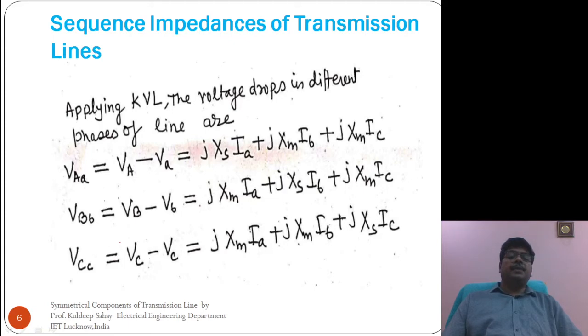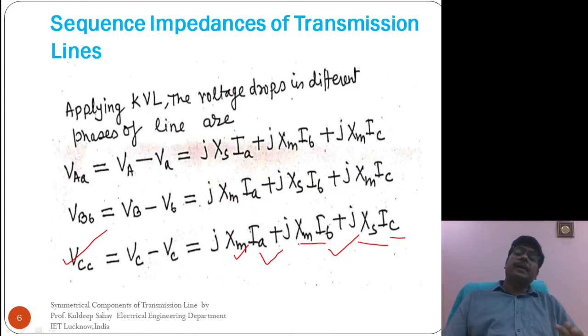Now coming to phase C, here due to the current IA, the mutual inductance in phase C will be XM, so the drop will be jXm IA, plus due to the current IB there will be mutual inductance XM, and the drop will be jXm IB. While the current flowing in the line itself is IC, due to this there will be self reactance, and so a voltage drop of jXs into IC.